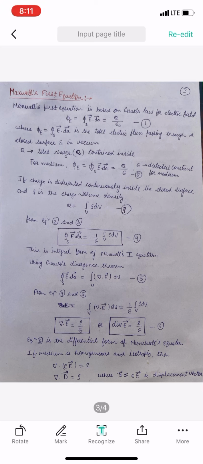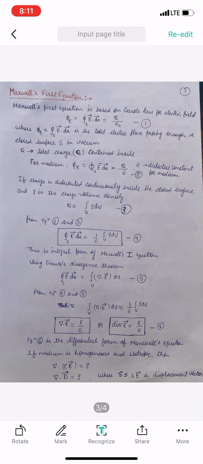You can see that the value of charge Q is put in equation number 2, where Q is equal to the integration over V of rho dV. So this is the integral form of Maxwell's first equation. The Maxwell's equations are a very important topic.